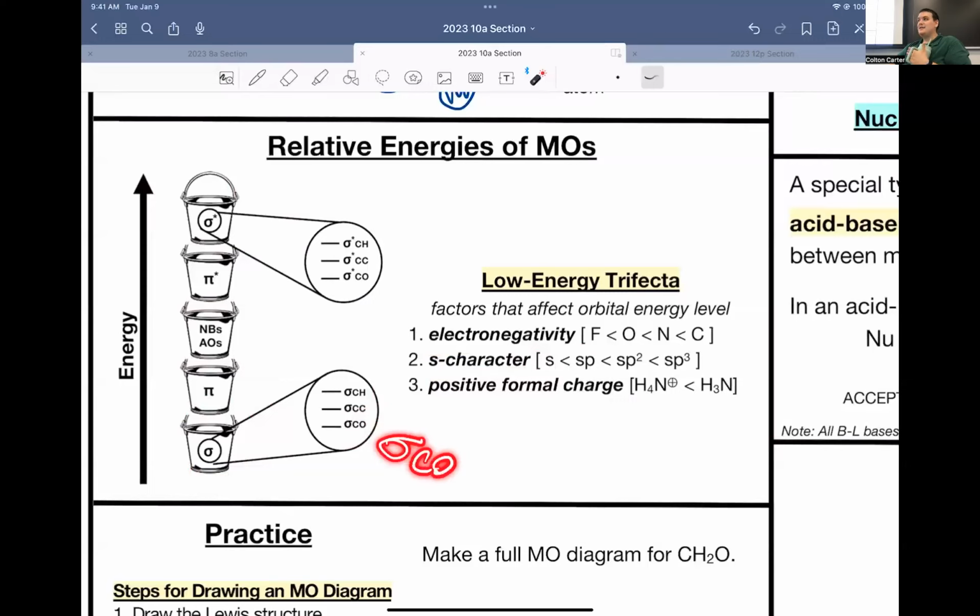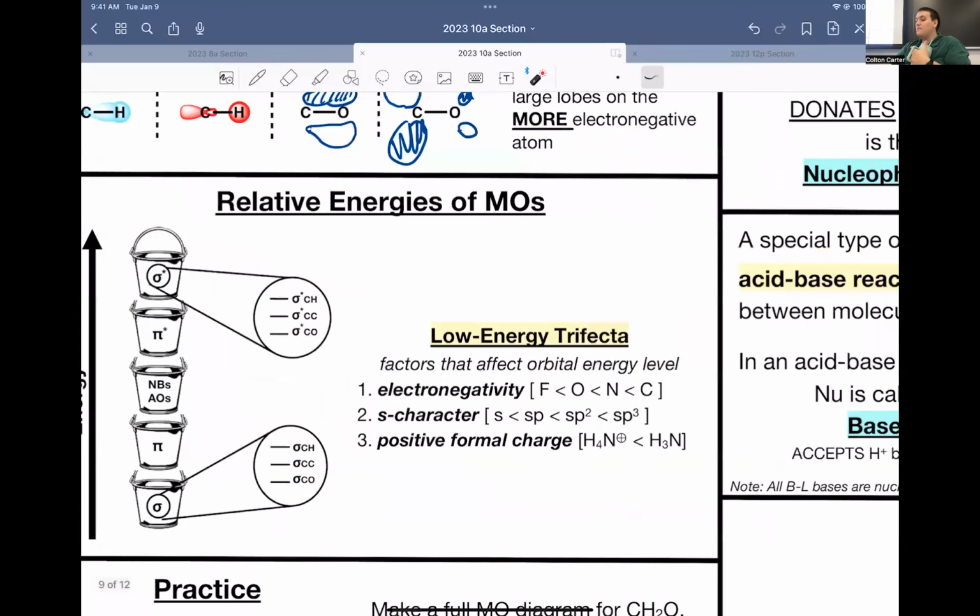But what is the highest energy overall? You can see I wrote it out. Sigma CH. So it's not going to be a completely symmetric drawing. Your lowest energy one down here is not going to be the same as your highest energy over here. Within these buckets, the low energy trifecta rules. So of the sigma stars, sigma star CO is lower, and just like for the sigma, sigma CO is lower. Does that small distinction make sense?